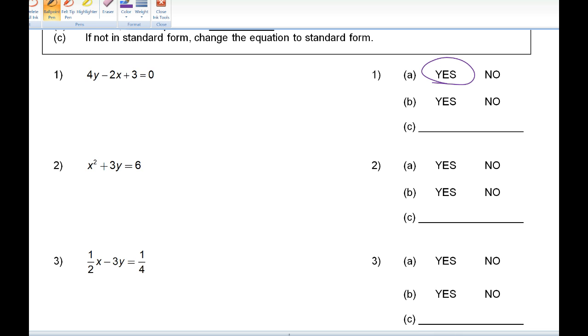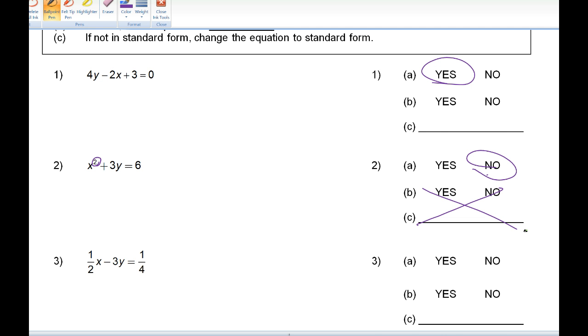Take a look at number 2. No. What makes it not linear? Because of the x squared, that means I don't even have to worry about answering B and C. If the first part is no, then I don't need to worry about putting it in standard form. It can't be put in standard form because it's not a linear equation.